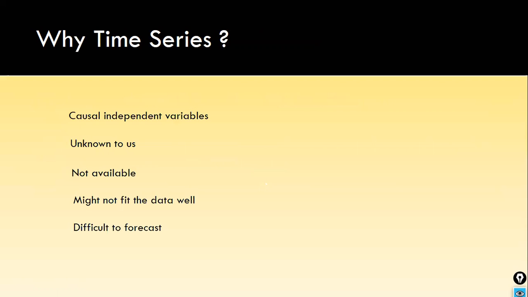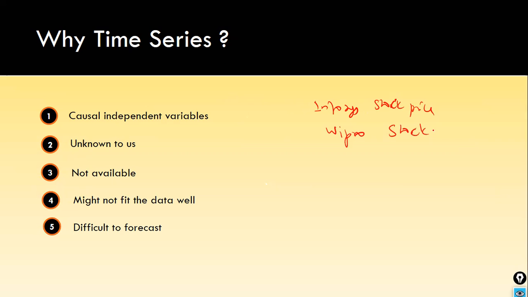You can find out. Now the question is, why should I use time series? Why not? We can use the predictive algorithms like linear regression or something else, right? Here, the independent variables are causal. It is unknown to us and not available. It might not fit the data well and difficult to forecast. So, what do you mean by causal independent variables? For example, I want to predict the stock price of Wipro or Infosys. I want to forecast this one. Okay. And let's say I want to forecast next week what is the stock price for the Wipro, right?